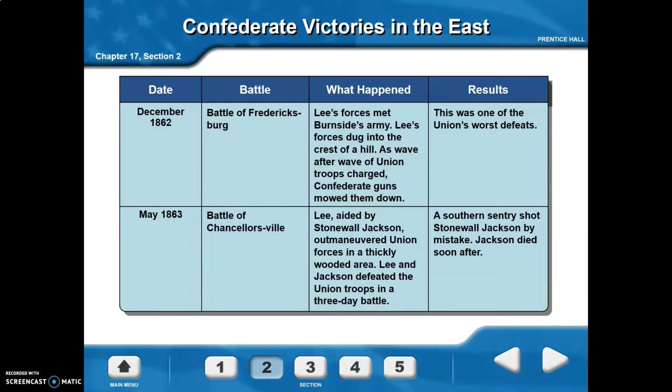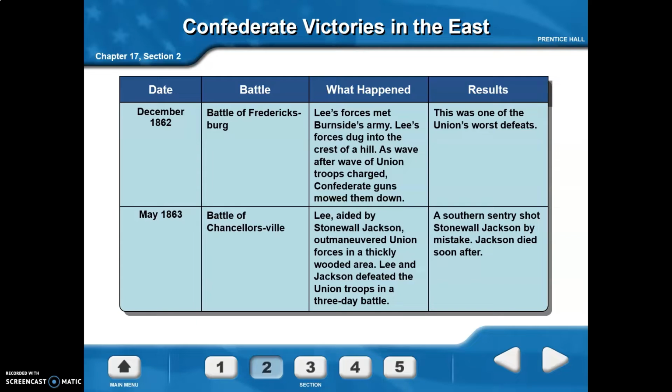And this was one of the Union's worst defeats, until Burnside realized, hey, we should retreat, because the Confederates have the upper hand with that protection, and when the Union's charging them, they're protected by that crest in the hill, and they're just mowing them down. And in May 1863, the Battle of Chancellorsville was another victory for the Confederacy.